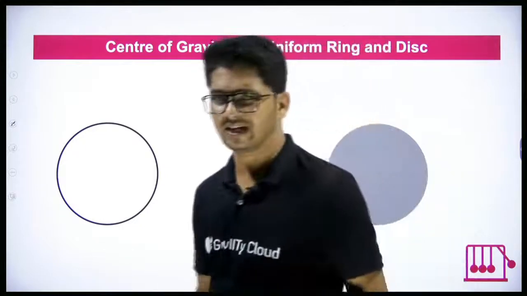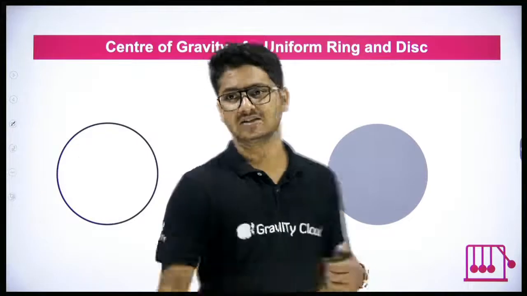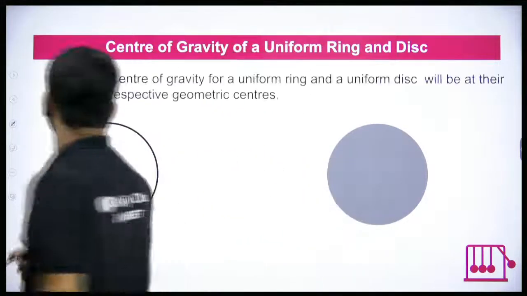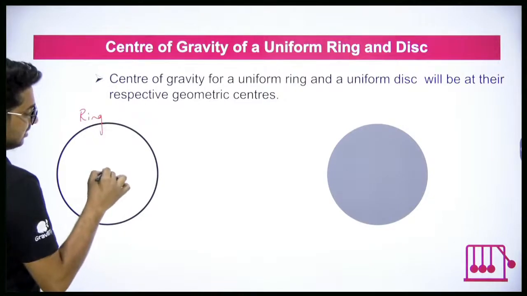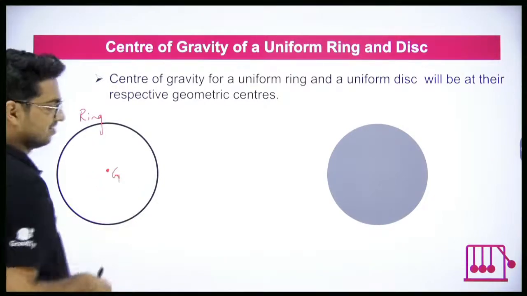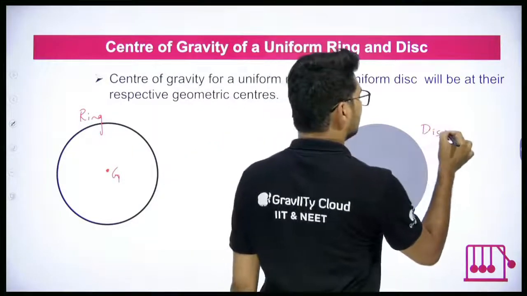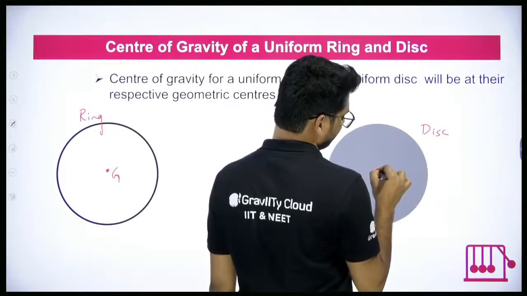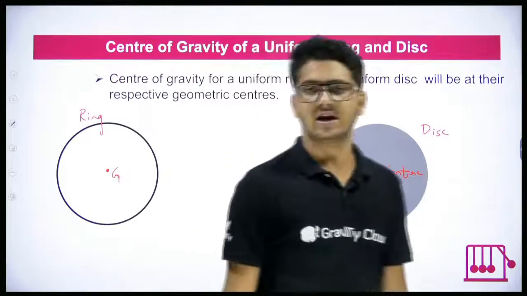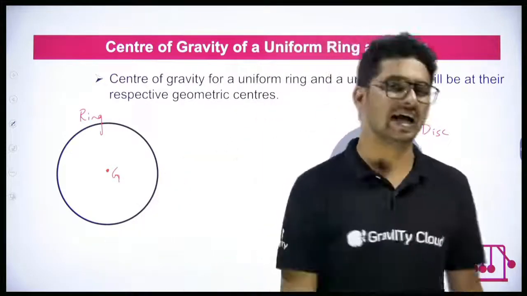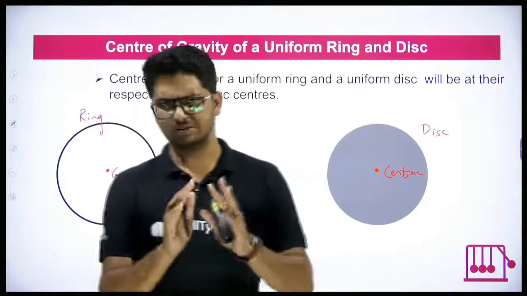Similarly, we have other shapes. Not only a rod, we have many other shapes. We have a ring, for example. Let's say this is a ring. So for a ring, where will it be? It will be at this center. For a disc also, where will it be? For a disc, also it will be at the center. Got it? So for both the shapes, a circular ring as well as a circular disc. Simple enough.